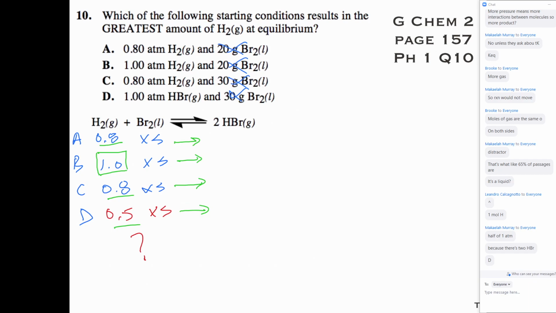So why aren't we counting this too, is what you're asking? We did when we came up with 0.5, because isn't that kind of what we're saying in this one?